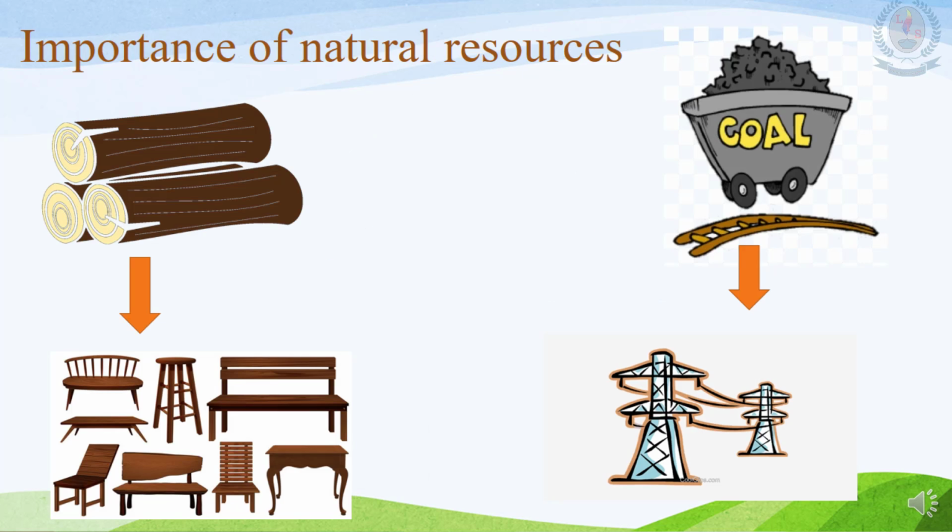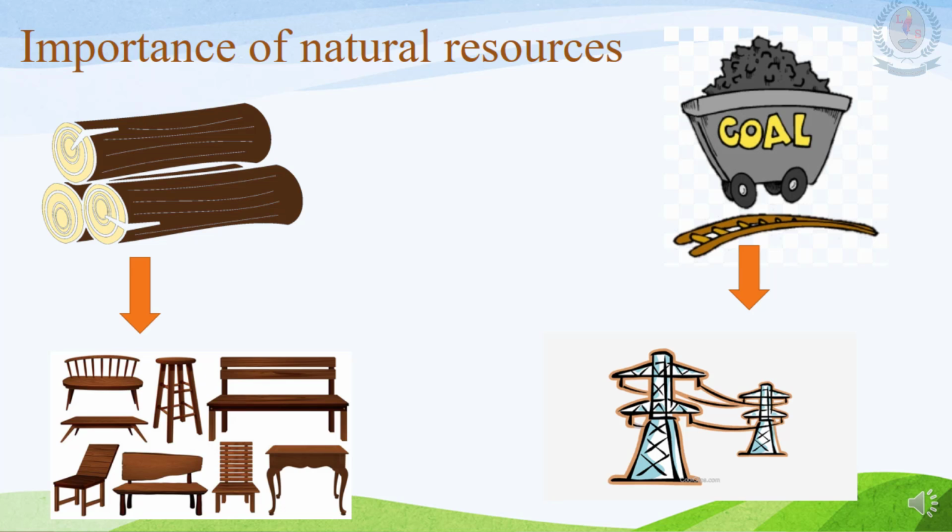Okay children, now you learned a few different types of natural resources. Now let's see what the importance of these natural resources is. So from the plants we get wood, and from that wood we can make our furniture. Other than that, plants are used to make clothes, food and medicine.